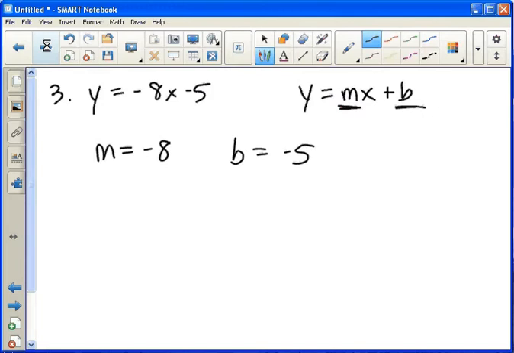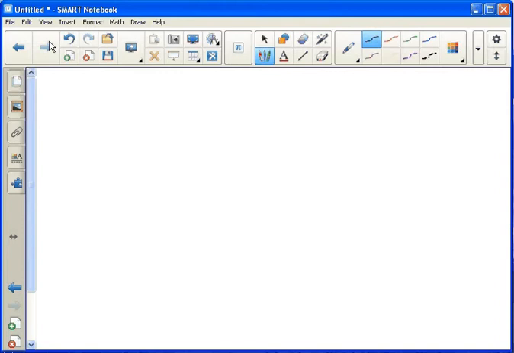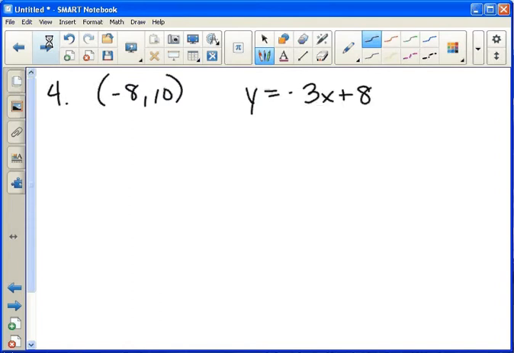Number 4, write the equation of the line passing through the point (-8, 10) and parallel to y equals -3x plus 8. Parallel means the same slope. Well, if you look at this one, it has a slope of -3. So our line is also going to have a slope of -3. So remember that parallel means same slope.